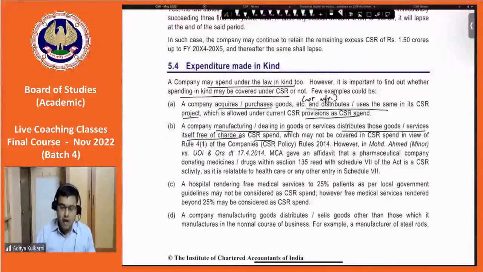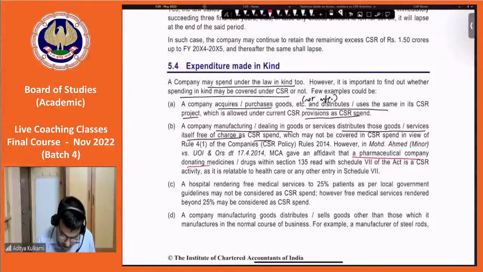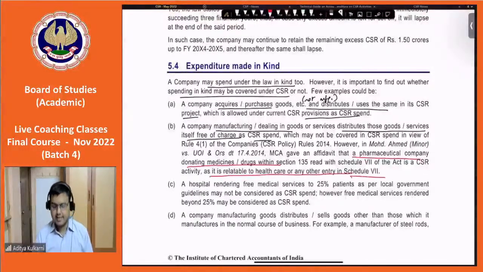But for a pharmaceutical company, there is an exception. Donating medicines, drugs, etc. is relatable to healthcare, and therefore if pharma companies distribute their drugs free, say paracetamol or some painkillers, some antibiotics free of charge to flood affected areas, then though the pharma company itself is manufacturing, you will not say it is a brand promotion exercise. You will say that it is a CSR expenditure.